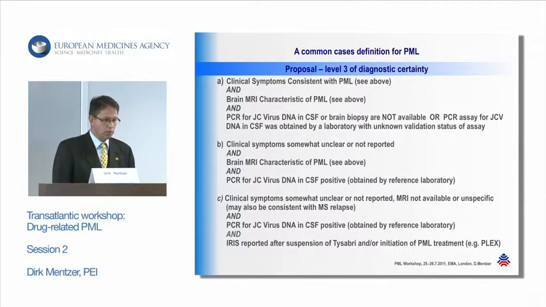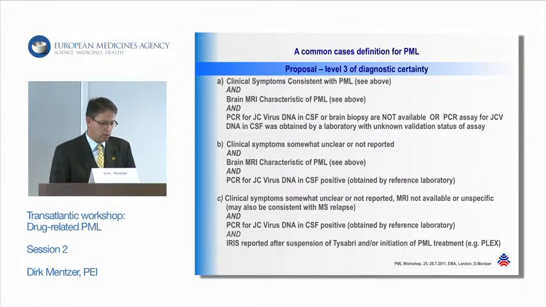And then the third level, which is more diverse, and we have split it into 3 sections, depending on the availability of information. The first would be that we have the clinical symptoms, as mentioned, and we have a characteristic MRI proved and approved by experts as characteristic of PML. And for the PCR for the JC virus, there may be information, but not validated or inconclusive in the results.